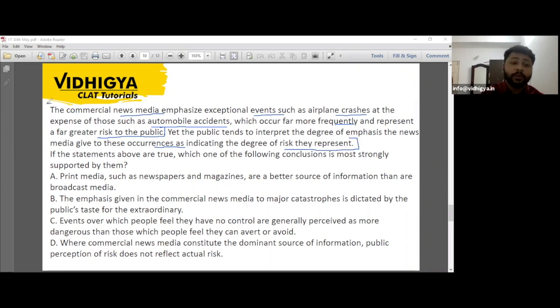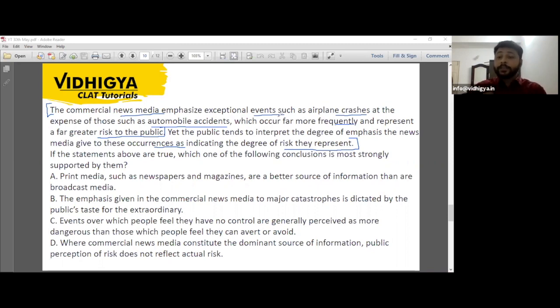Now, when you go through this, the problem is, when you say that the commercial news media emphasizes exceptional events such as airplane crashes at the expense of those such as automobile accidents, it is trying to say that it talks about commercial news media emphasizing some events which are airplane crashes, and at the cost of what, automobile accidents. So they are not talking about the incidents of automobile accidents, and they are talking about the incidents of airplane crashes.